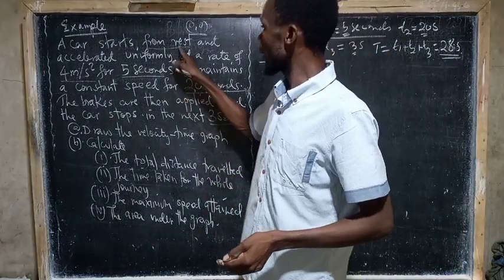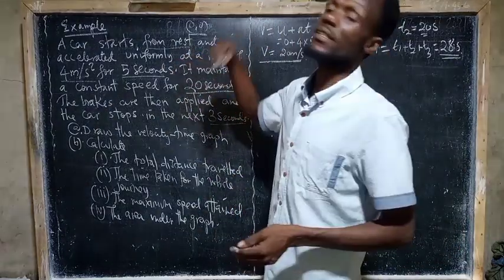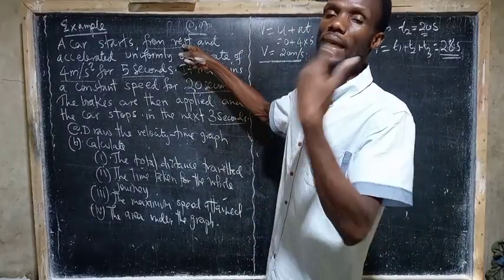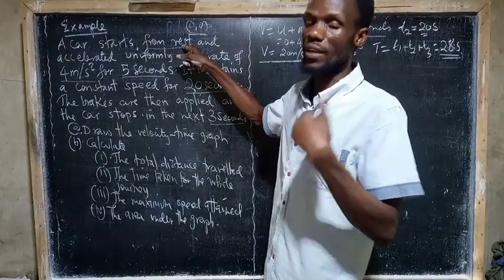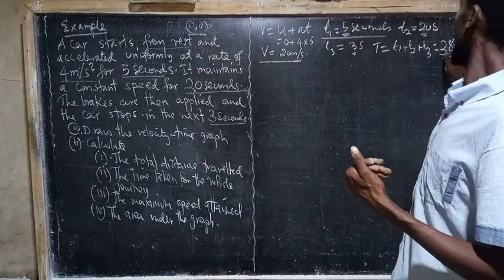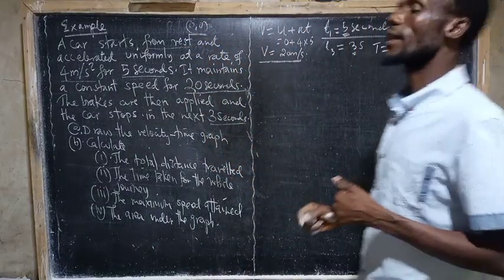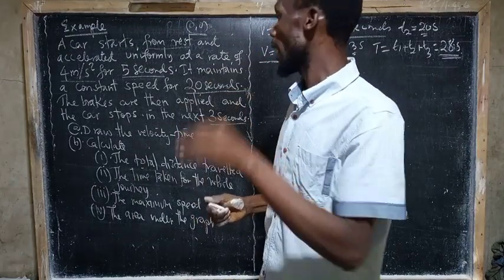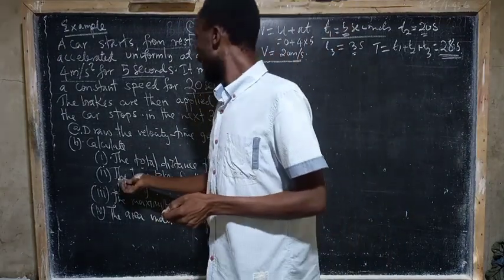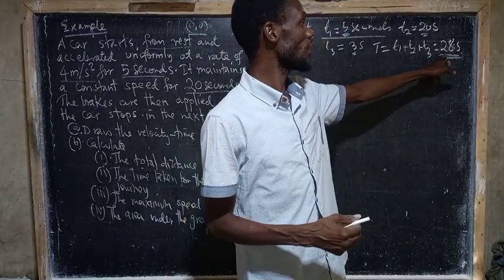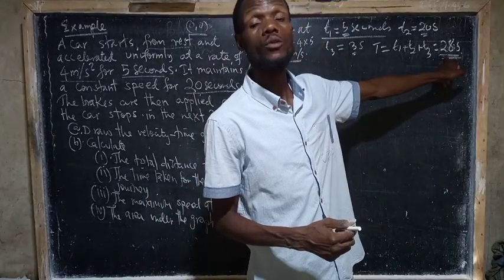From rest to rest. Because it starts from rest, then finally stopped. That is at rest also. So the whole journey took this one, 28 seconds. That is the question that we've been told. The time taken for the whole journey, there are 28 seconds that were used for the whole journey.